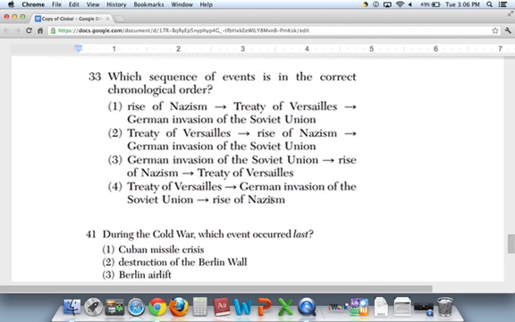So if you remember about World War II and everything, you know that the Treaty of Versailles came first, then the rise of Nazism came, and then Hitler came into power also, and then the Germans decided to invade the Soviet Union, which was unsuccessful because of the climate. So you right away can eliminate 1, 3, and 4, and the obvious answer would be 2, from the Treaty of Versailles to the rise of Nazism to the German invasion of the Soviet Union.